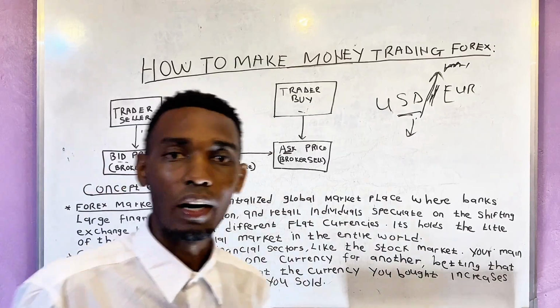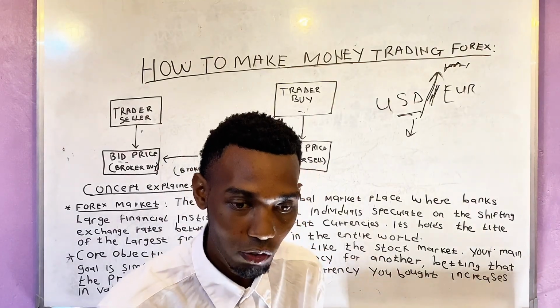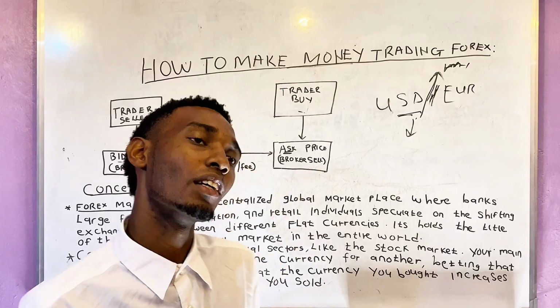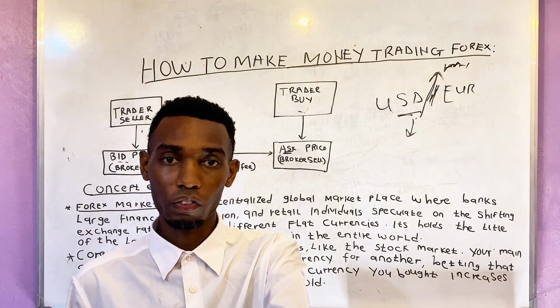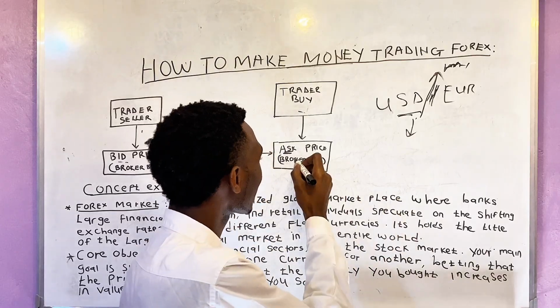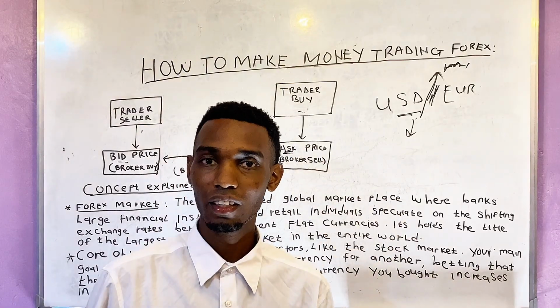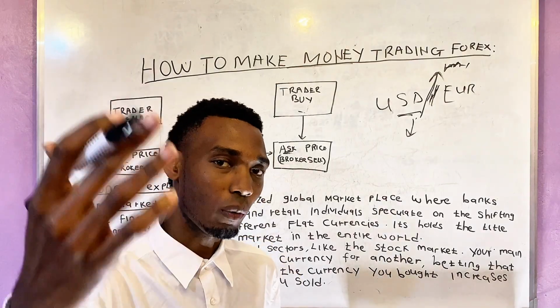Now, an example: you sell the USD you have, and you want to buy the Japanese yen. You are buying from the broker. Buying from the broker, that is the ask price. You have to have that money that you are buying from the broker.